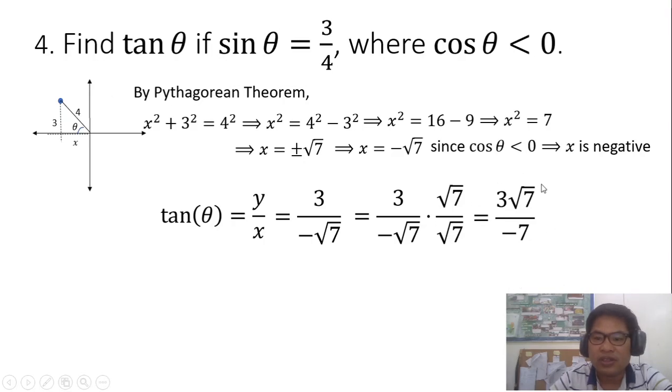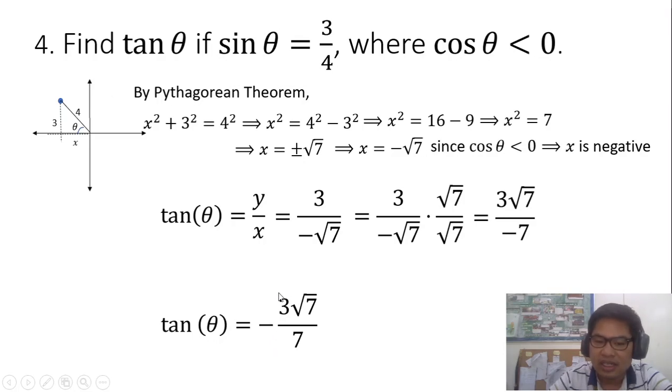So, can we simplify this further? No. This is our final answer. So it means that tangent theta is equal to negative 3 square root of 7 over 7. So take note of the negative sign. You can write the negative in the middle. It can also be written at the bottom or at the top.